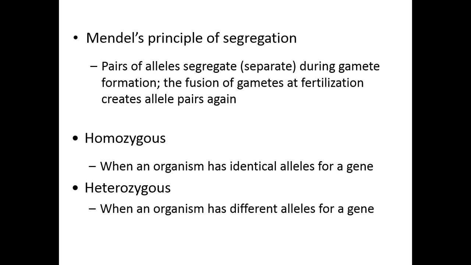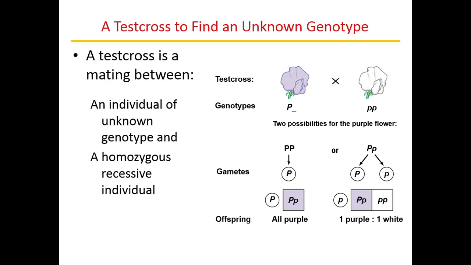So Mendel's principle of segregation is that the pairs of alleles separate during the formation of gametes, and the fusion of gametes at fertilization creates the allele pairs again. So homozygous means an organism has got identical alleles for a gene, so you could have homozygous dominant or homozygous recessive, and heterozygous is when an organism has different alleles for a gene.